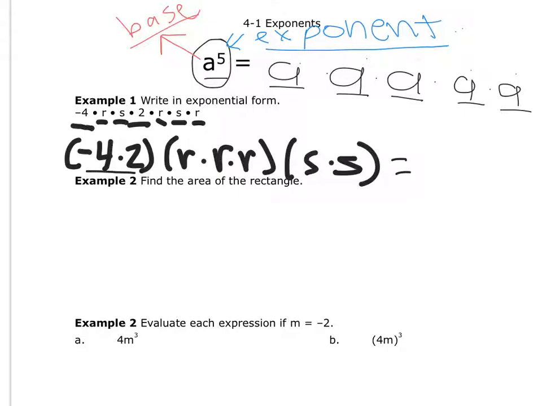-4 times 2 is going to be -8. R times R times R is R to the third. And then S times S is S to the second.